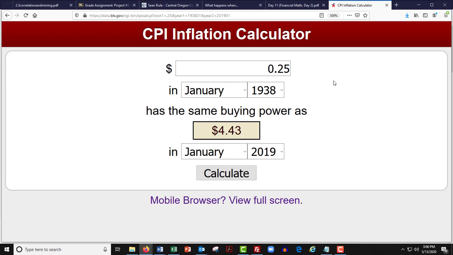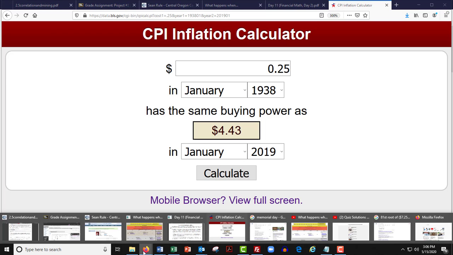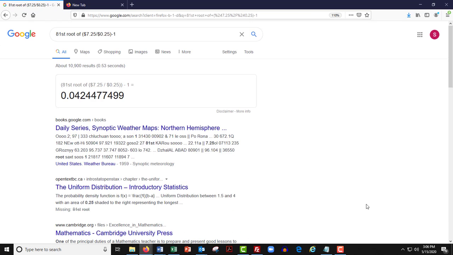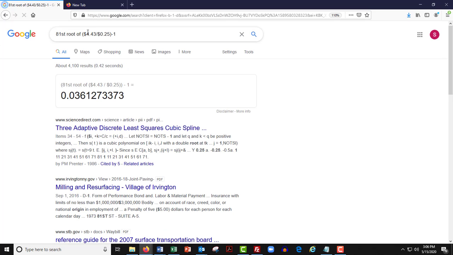And what's so cool about what we just did in Google is we can simply take this and replace that with 443. And it gives us our answer, about 3.6%. The only difference, they both started at 25 cents and they both went 81 years.